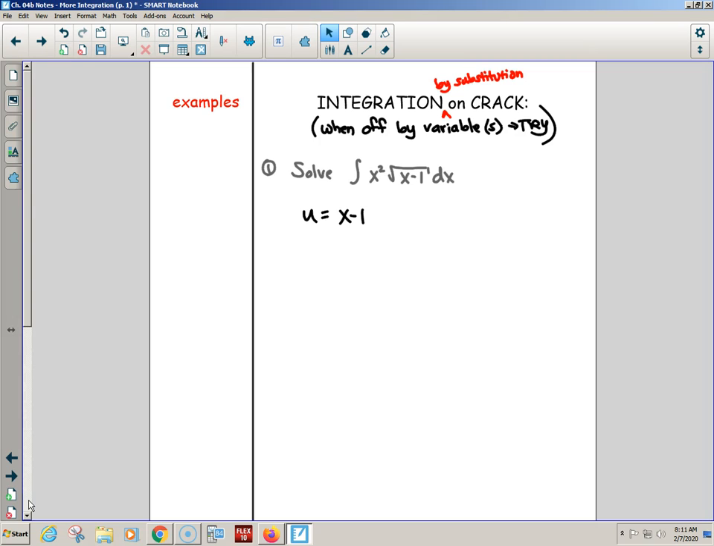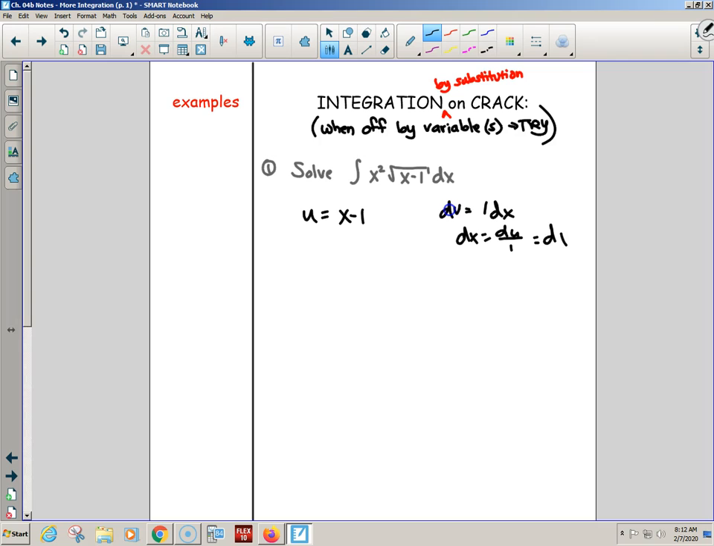No. We can't take an integral in terms of u and x all at the same time. So therefore, du is equal to 1 dx. dx is equal to du over 1.